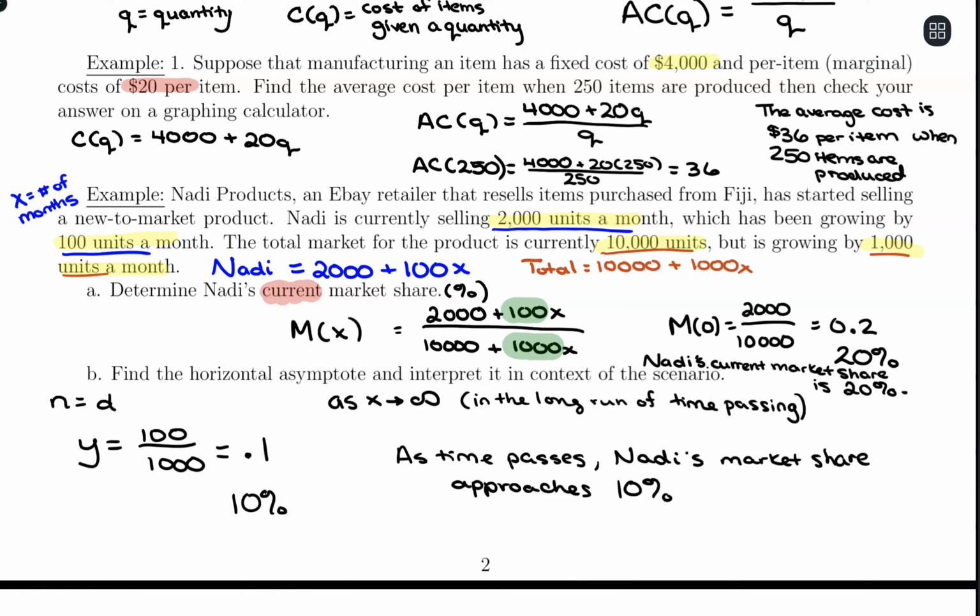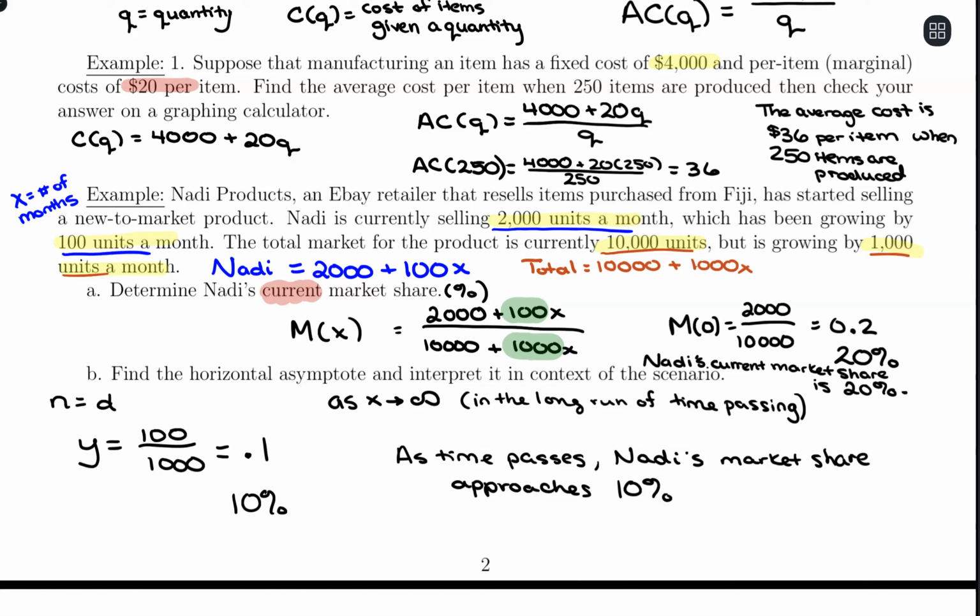So what this means, because we just saw their current market share is 20%, so what's going to cause it to go down? Well, they have a growth rate of 100 units per month, and what we saw is the total market is going to be growing 1,000 units per month. So this company, if they're operating on that scale, they're not going to be able to keep up with how the total market is increasing, that total market demand for this item. So that's where, in the long run, if these rates of change hold steady, this is how their market share is going to end up being.